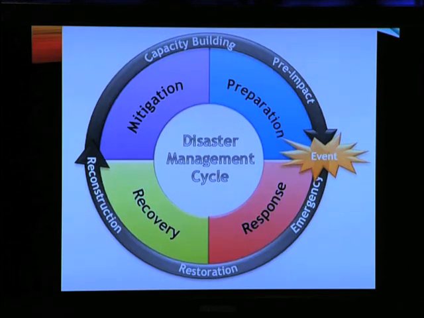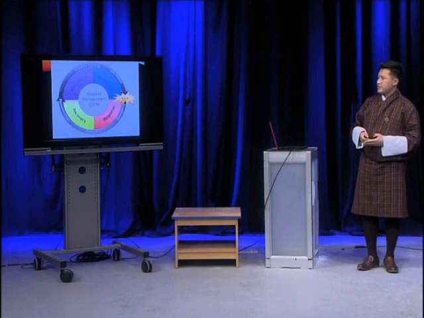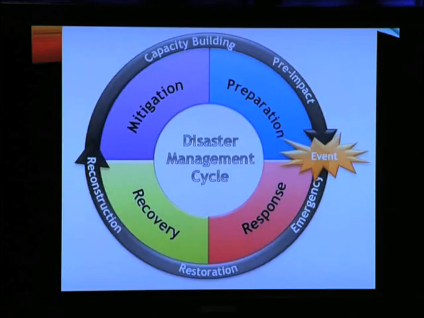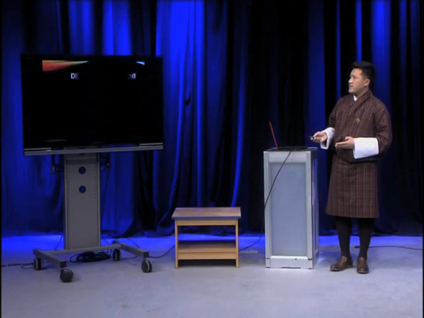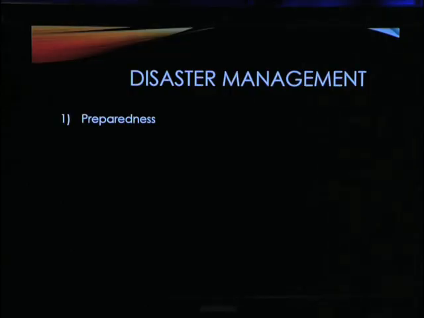And in order to understand more about disaster management, let me explain the disaster management cycle. So in the disaster management cycle, we have preparation, or that is preparedness, before the disaster or event. Then after the event, response. Then after response, recovery. Then after recovery, mitigation. So let me explain the disaster management cycle. The first one we have is preparedness.